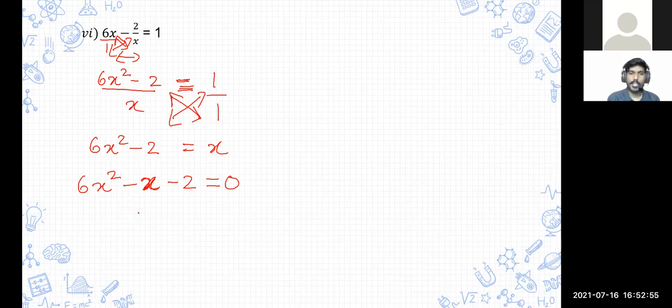Yes. Okay. The next is finding A, B, and C. So A is equal to 6. I'm writing it. Can you see? B is equal to minus 1. And C is equal to minus 2. Okay. I have written A, B, and C. Can you see it?